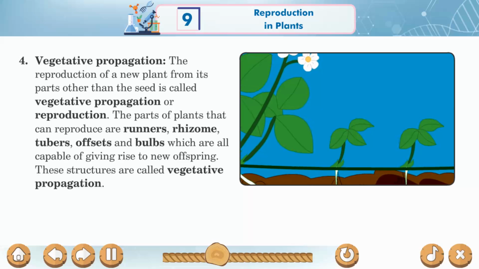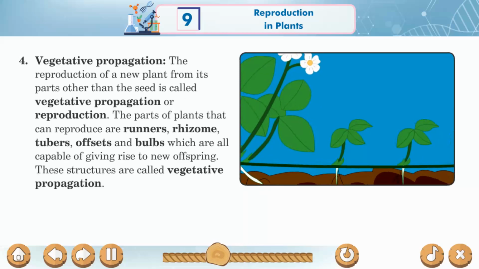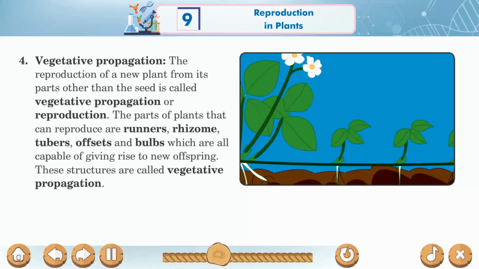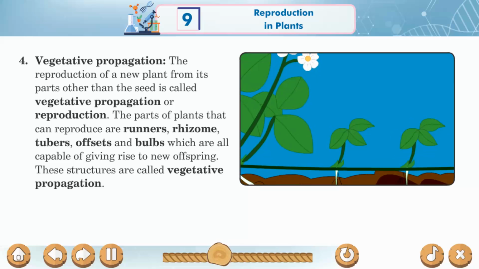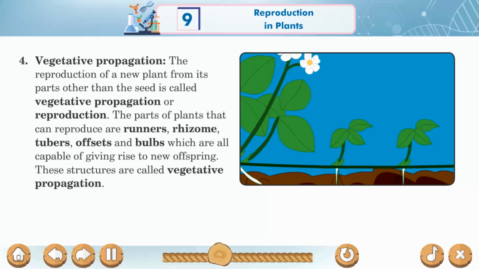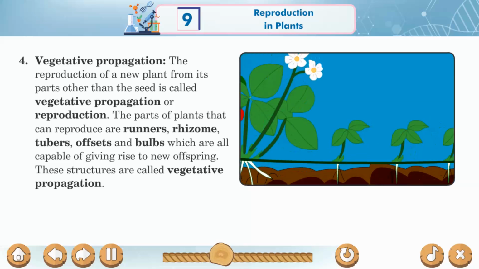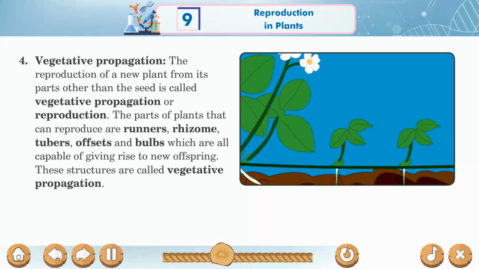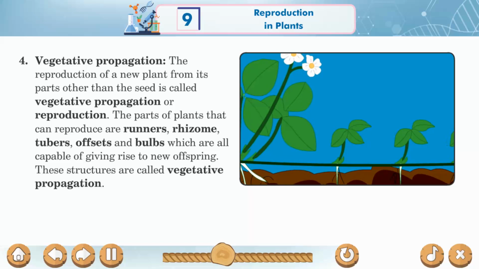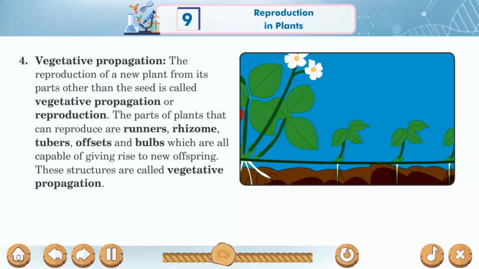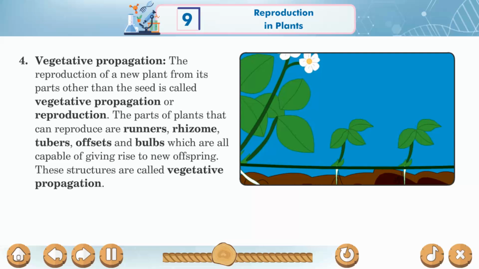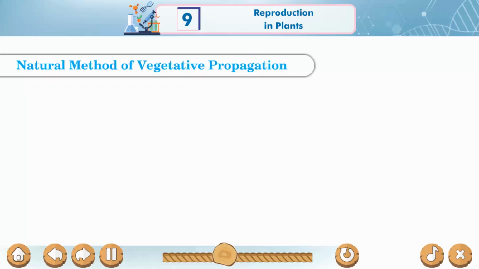4. Vegetative propagation. The reproduction of a new plant from its parts other than the seed is called vegetative propagation or reproduction. The parts of plants that can reproduce are runners, rhizome, tubers, offsets, and bulbs, which are all capable of giving rise to new offspring. These structures are called vegetative propagules. Natural methods of vegetative propagation.